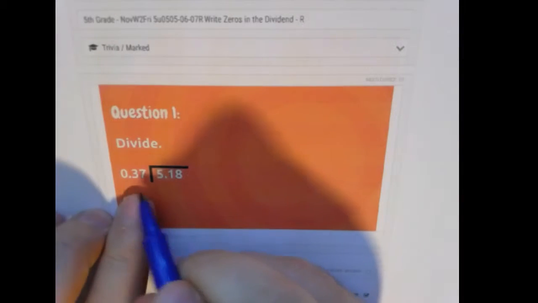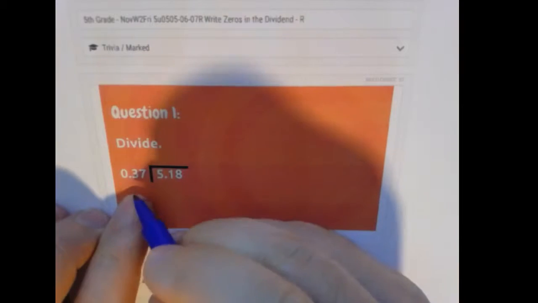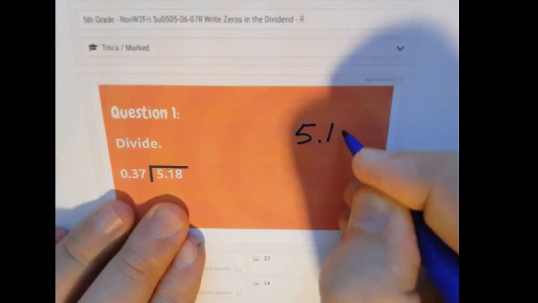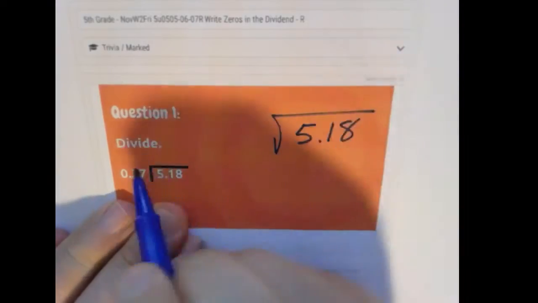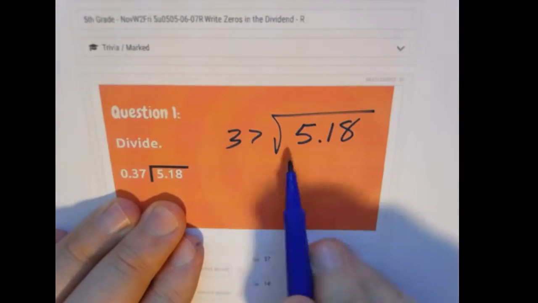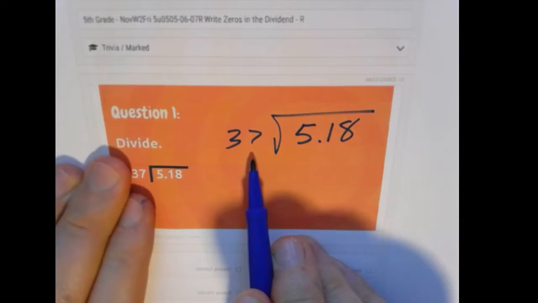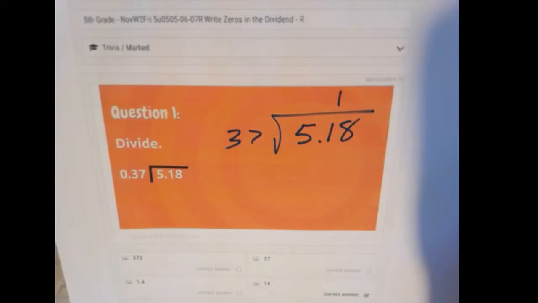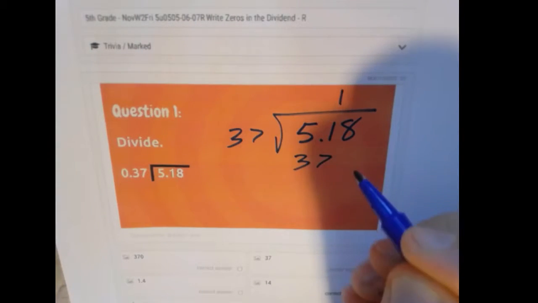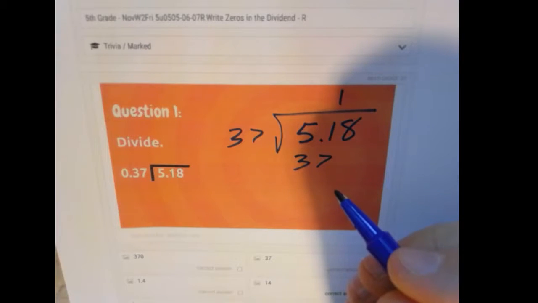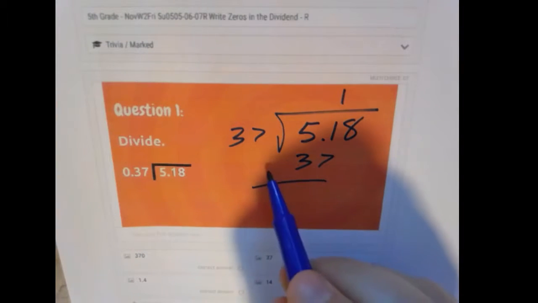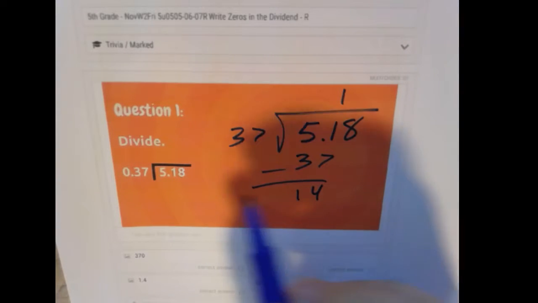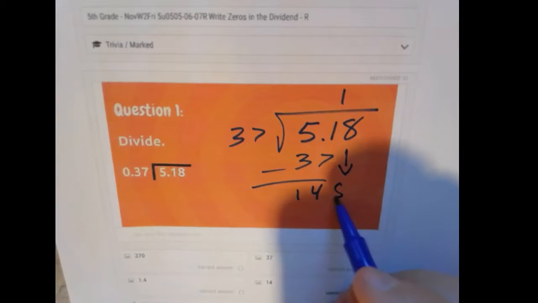Getting right down to it, let's get rid of the decimal divisor here. So I'm going to change this to 5.18 divided by 37. So how many times is 37 instead of having 0.37? How many times does 37 fit into 51? That would be one time. 1 times 37 is 37. What is 51 minus 37? That'd be 14. Does 37 fit into 14? Nope, so we bring down the helper 8.